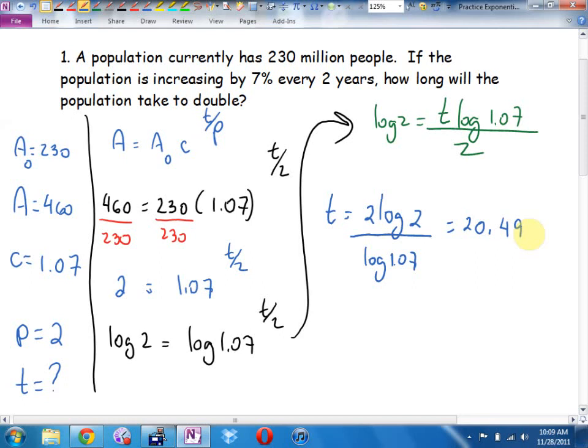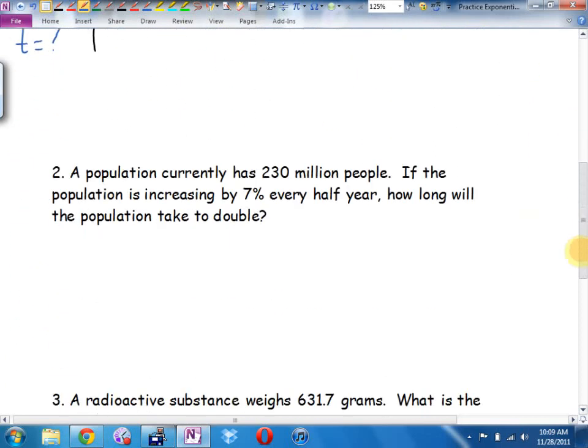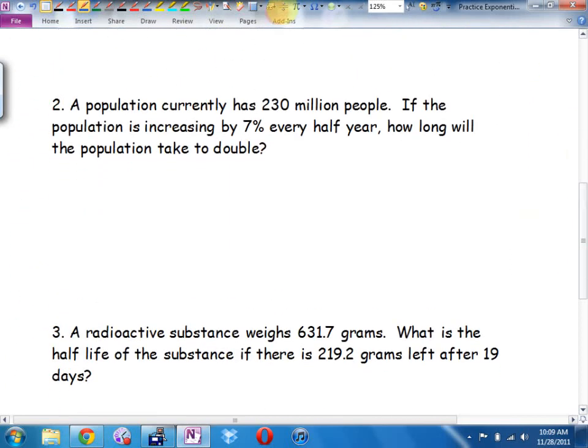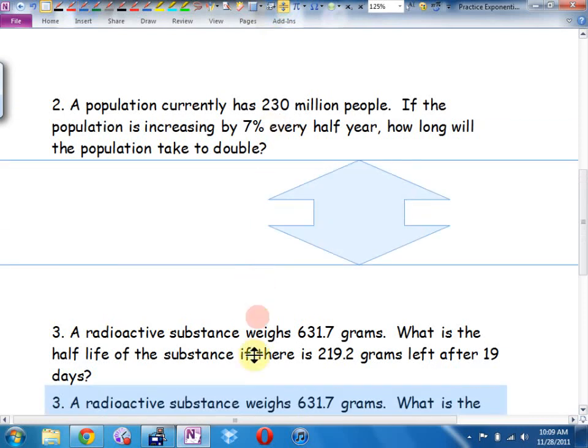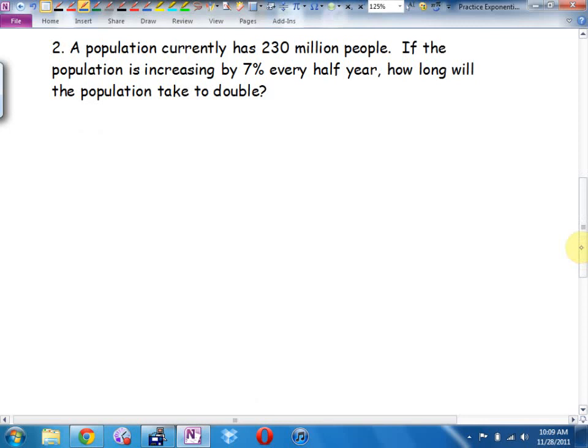Example 2. Almost identical to example 1, except all I've done is I've changed how often it increases. A population has 230 million people. If the population is increasing by 7% every half year, how long will the population take to double? In fact, you could probably use ditto marks for most of this question and just replace the phrase every half year.